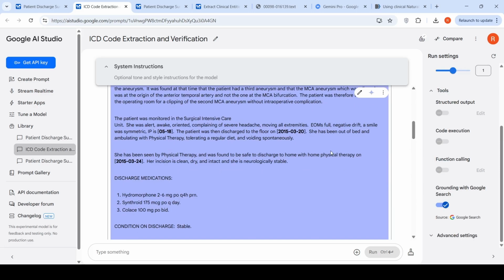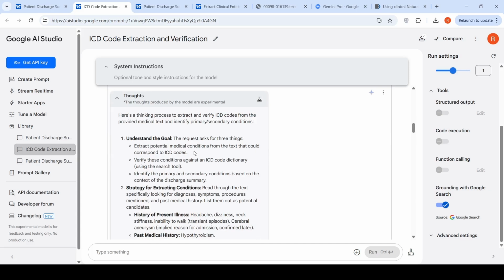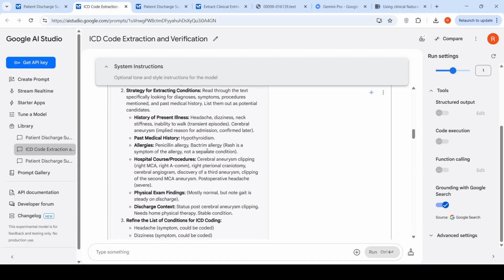Okay, so I gave this particular text as input, and if you go to the thoughts of the model, it says: understand the goal, extract potential medical conditions from the text that could correspond to ICD codes, verify these conditions against an ICD code dictionary using the search tool. Awesome. Identify the primary and secondary conditions based on the context of the discharge summary. Then strategy for extracting conditions: read through the text, looking for diagnoses, symptoms and procedures. List them potentially as history of present illness, past medical history, allergies, hospital course procedures.